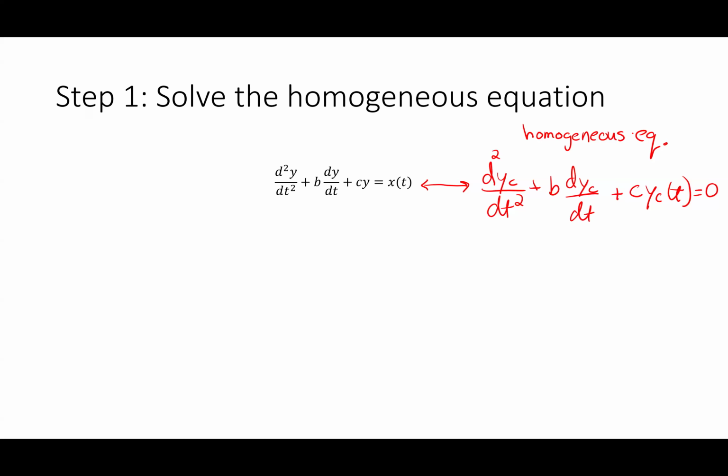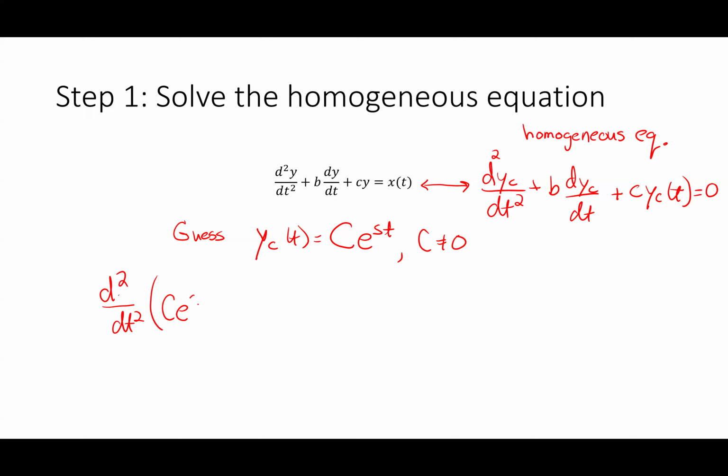Okay. All right. So what do I guess for y sub c? I always guess. What do I guess? I'm going to guess that y sub c of t is equal to capital C e to the st, with what caveat? C is not equal to 0. All right? So if I plug that in here, I get d squared/dt squared of C e to the st plus b times d/dt of C e to the st plus little c times C e to the st equal to 0.